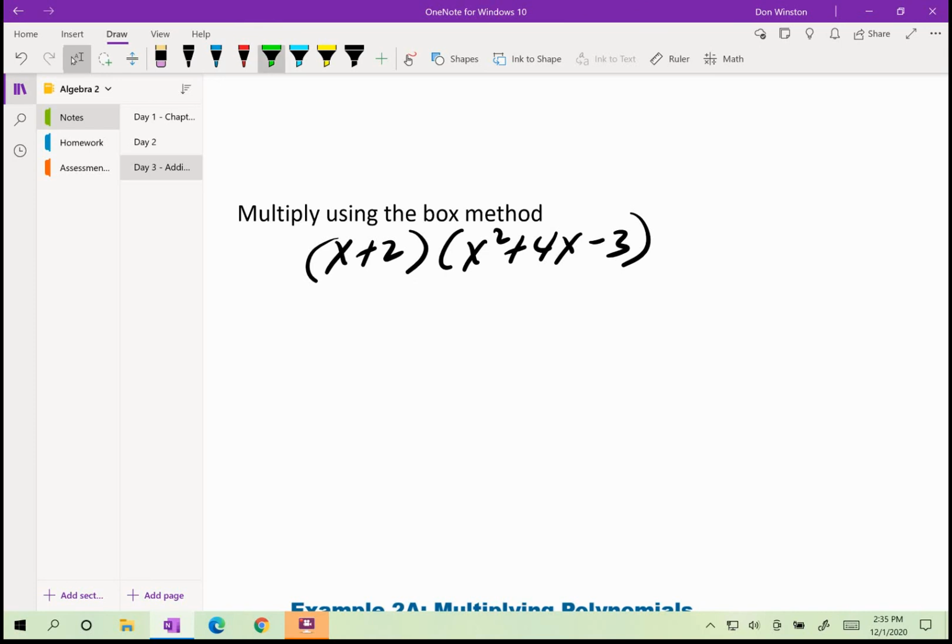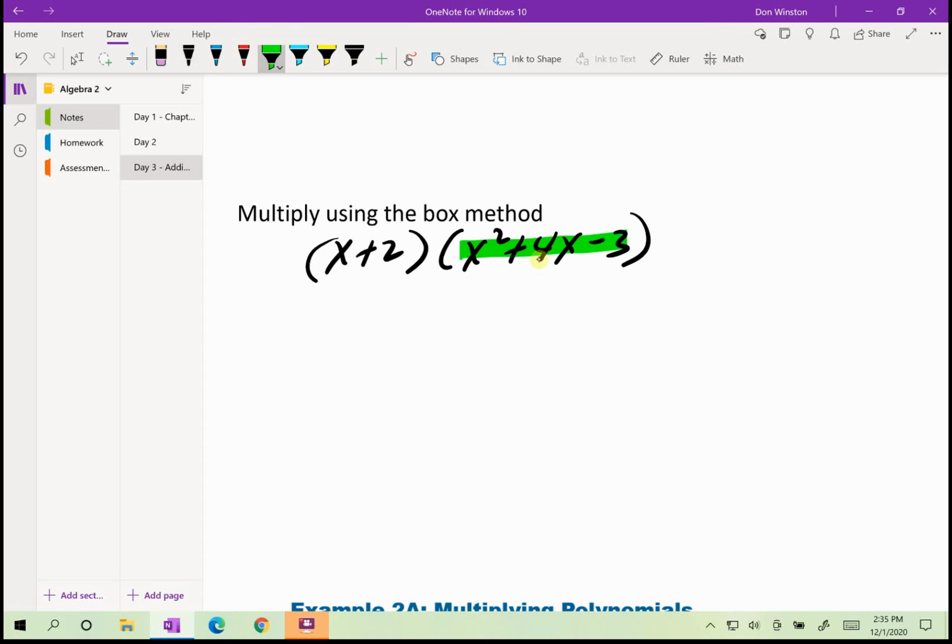So when I take a look at this, x plus 2 is 2 terms, but x squared plus 4x minus 3 is 3 terms. But the more important thing is that this polynomial here has every term for x. It has x squared, it has the x to the first, and it has the x to the 0. So that means I'm going to make a 3 by 3 box.